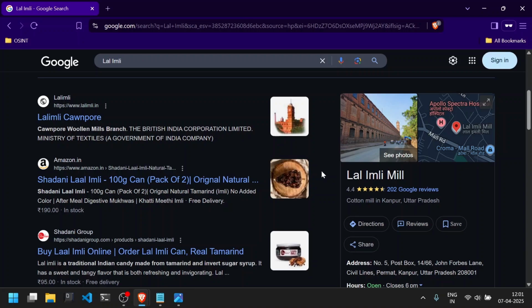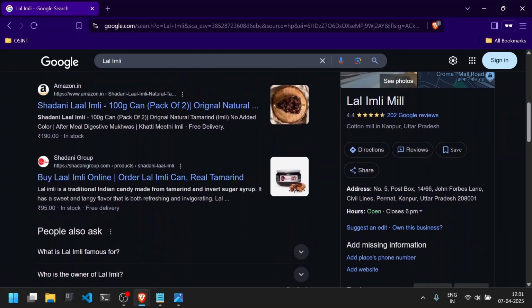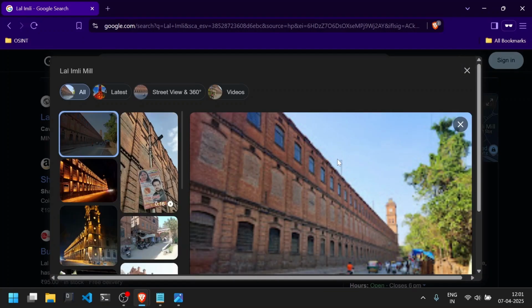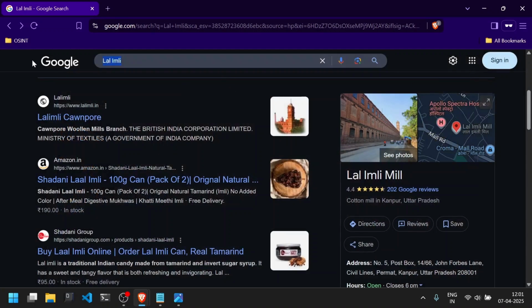So if we take a look at the Google search results, we can see that Lal Imli is a place in Kanpur. Let's look at more photos of it, and it does resemble the wall art we saw in the investigated image. Well, that connects the dots. How about we check the waiting room of Kanpur railway station? Let's see what that looks like.